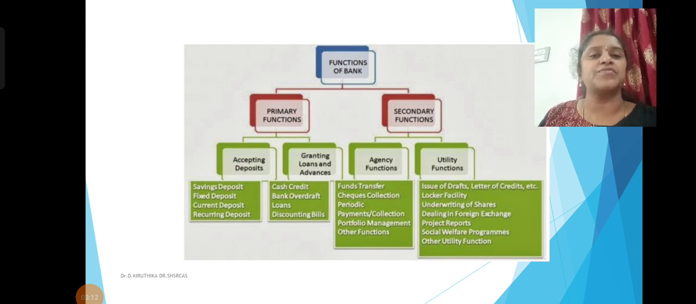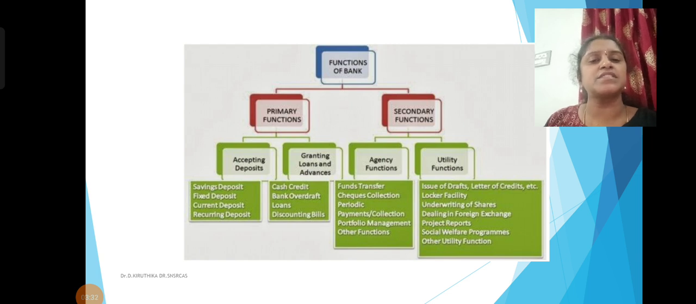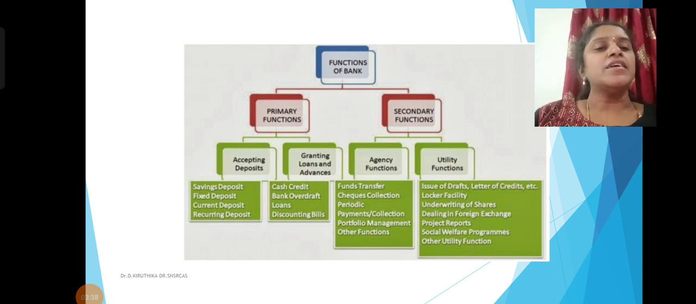So in short, the functions of the bank are divided into two: primary function and secondary function. Primary is to accept deposits and grant loans and advances. So savings deposit, fixed deposit, current deposit and recurring deposits are the various deposit services done by the banks. And regarding granting loans, they provide credit cards, bank overdrafts, loans, discounting of bills, etc. In addition, I have given you a number of services which are done by the bankers.